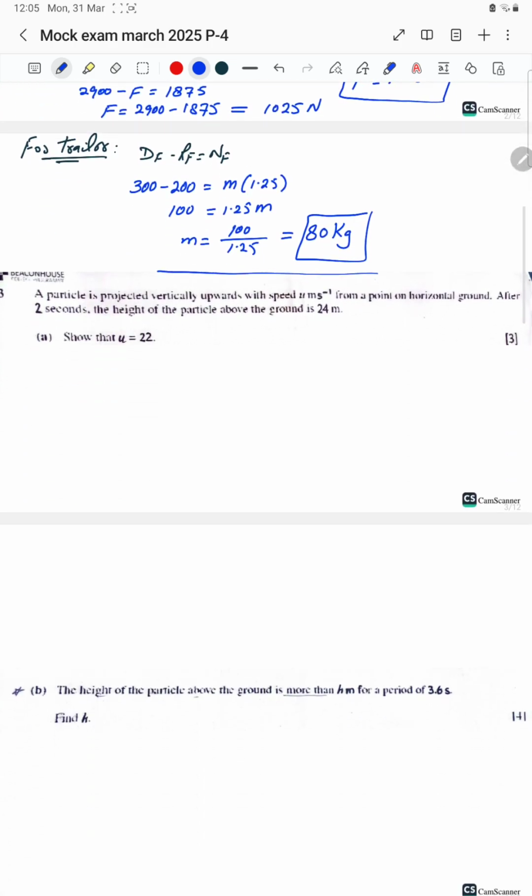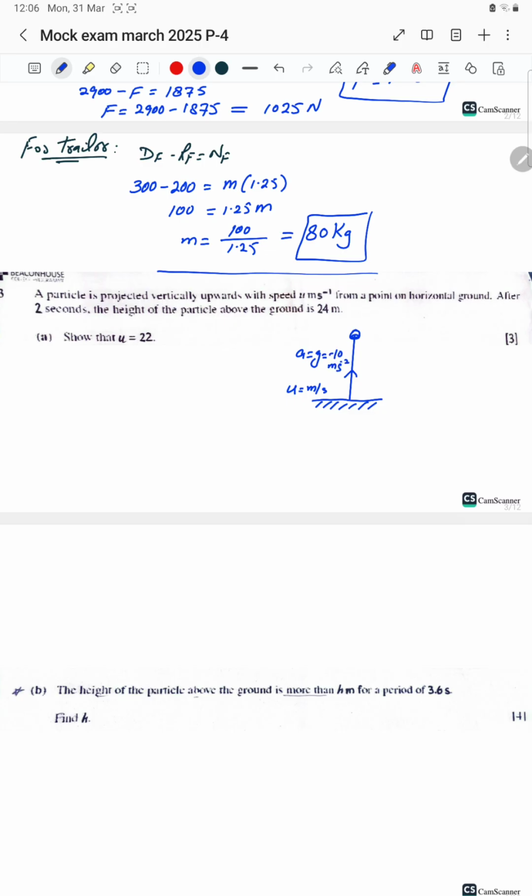Okay, now the next question is about a particle projected vertically, vertical motion of the particle with a speed, it is given the speed is u meter per second, initial speed, from a point on horizontal ground. Suppose this is the horizontal ground and the particle is projected upward with an initial speed of u meter per second, and acceleration will be equal to g, that will be minus 10 meter per second square.